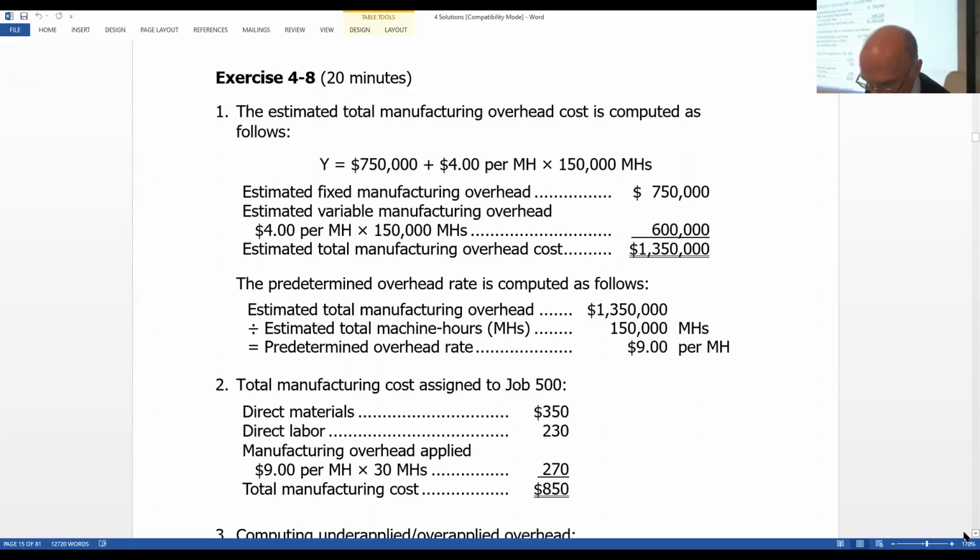Part 2, during the year, job 500 was started and completed. The following information was available with respect to this job. Compute the total manufacturing cost assigned to job 500. So direct materials requisition, 350, direct labor cost, 230.